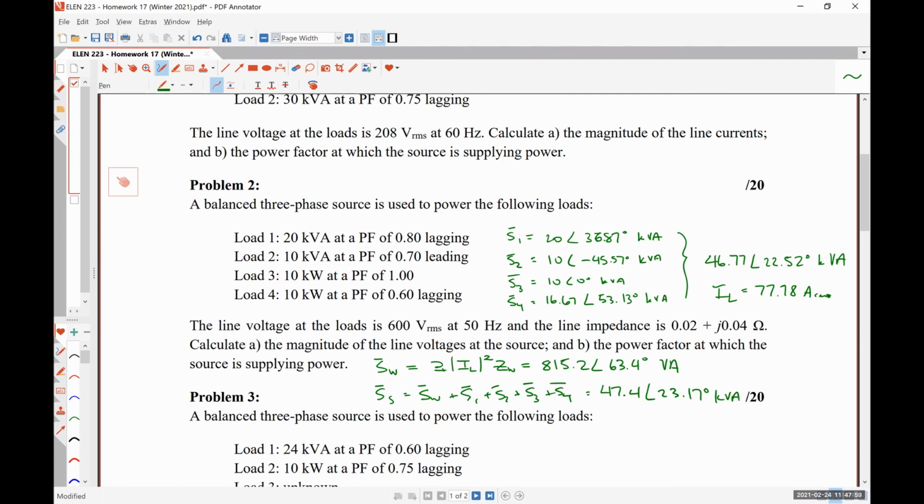All right, so now we're finally at a place where we can get the answer to part A and B. We've done all of the background work, and now our actual calculations to get the answer are going to be pretty trivial. The magnitude of the line voltage is just going to be 47.4 kilovolt amperes divided by the magnitude of our line current of 77.78 amps. So VL at our source is just the magnitude of SS divided by IL, right? Our power factor is just going to be cosine 23.17 degrees.